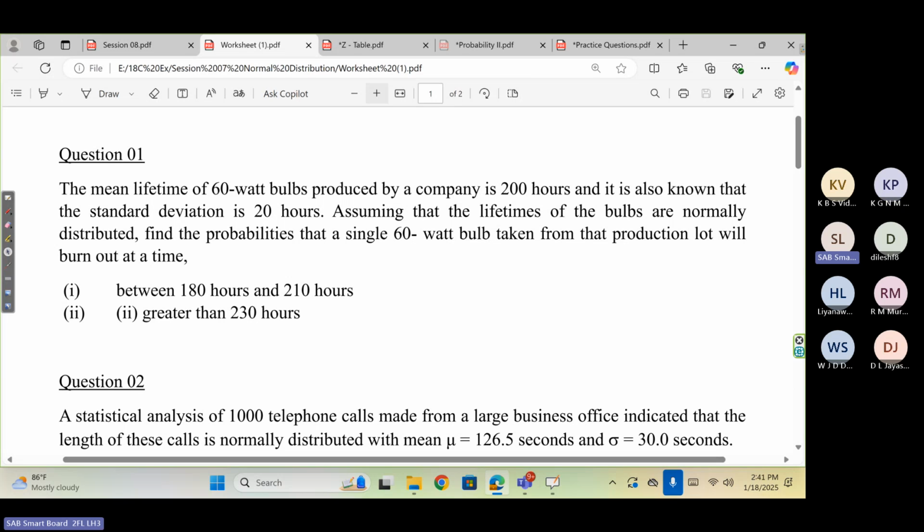In here, the mean lifetime of 60-watt bulbs produced by a company is 200 hours, and it is also known that the standard deviation is 20 hours. Okay? Then what is the random variable here? What is the random variable in this question? Lifetime of a bulb. Then we can say X is the lifetime.